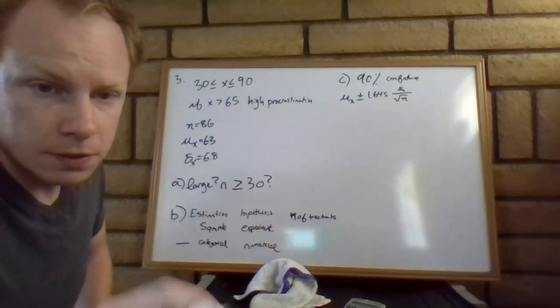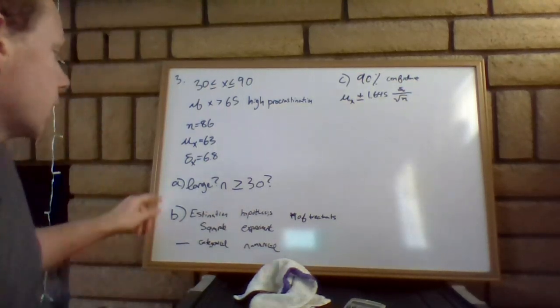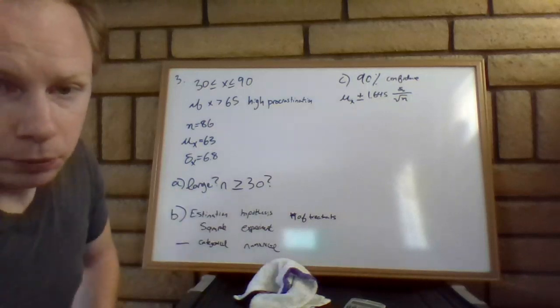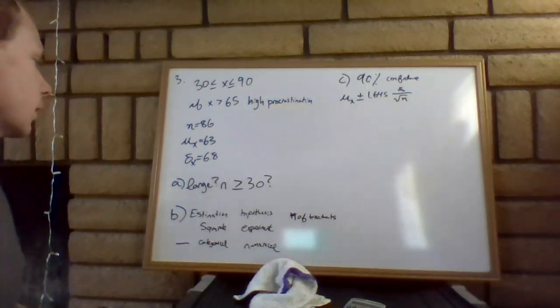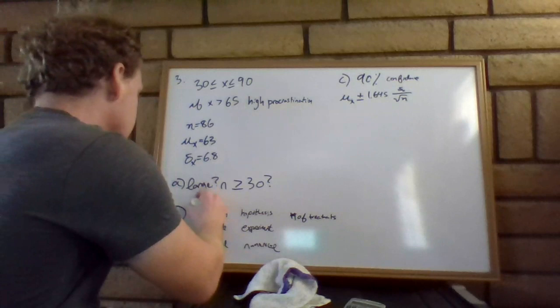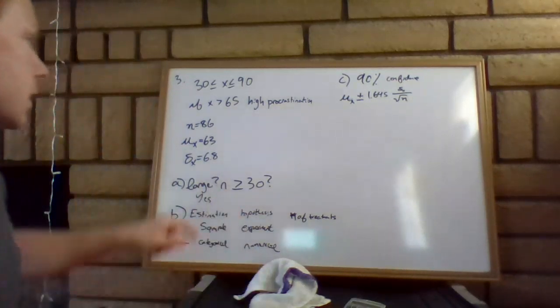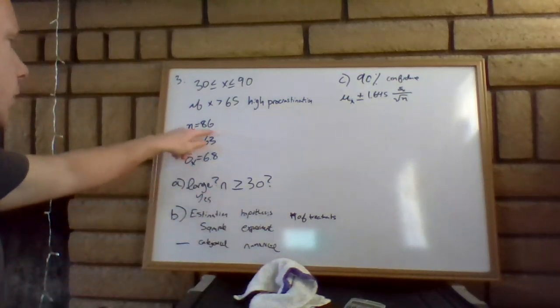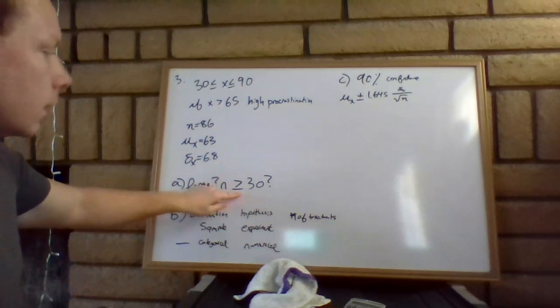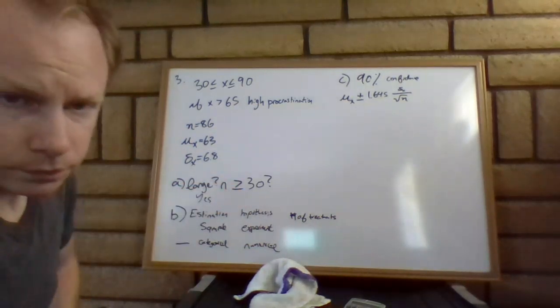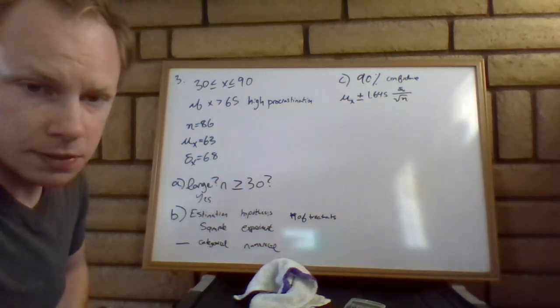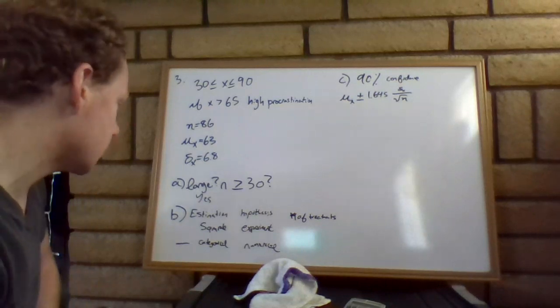All right, so the first part is A. Is this sample large? How do you tell? We'll say yes, this sample is large, and we can tell because our sample size, which is 86, is greater than or equal to 30. All right, next is answer the QSTN questions.